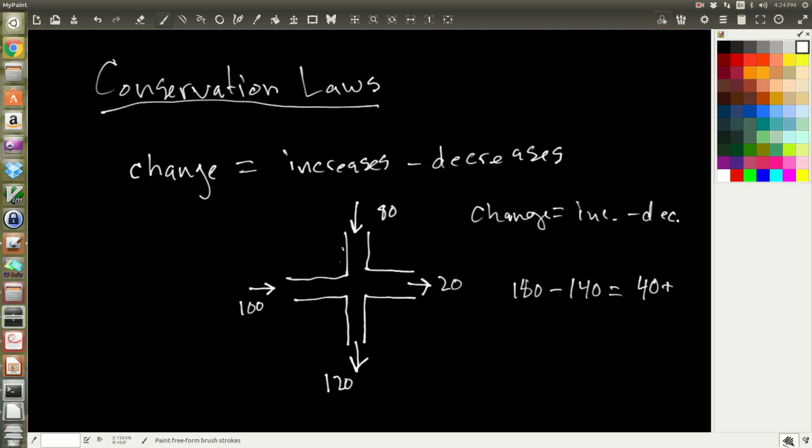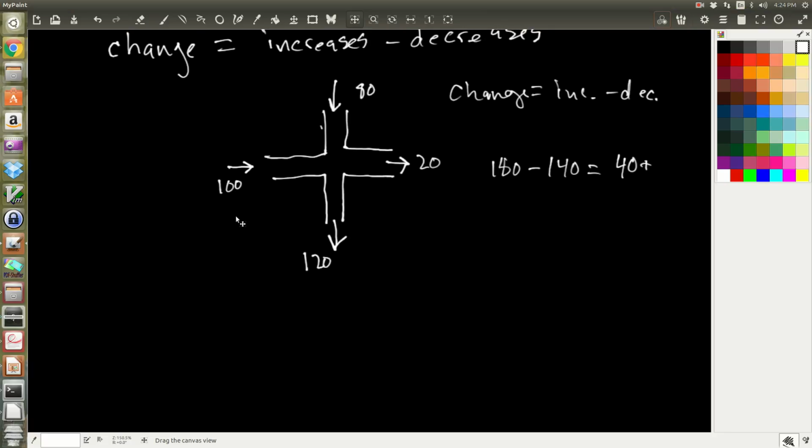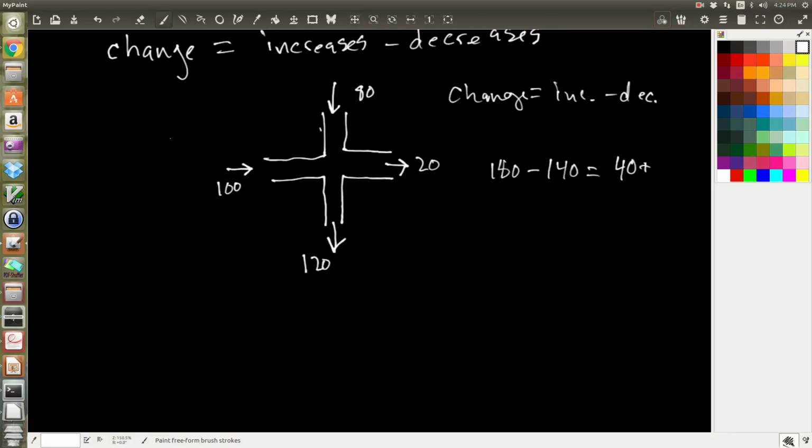Now, change, we are specifically in engineering and sciences, we like to measure the time rate of change of things. Time rate of change is important to us. So, time rate of change. That changed. Sometimes I can't spell. And this has a special name.